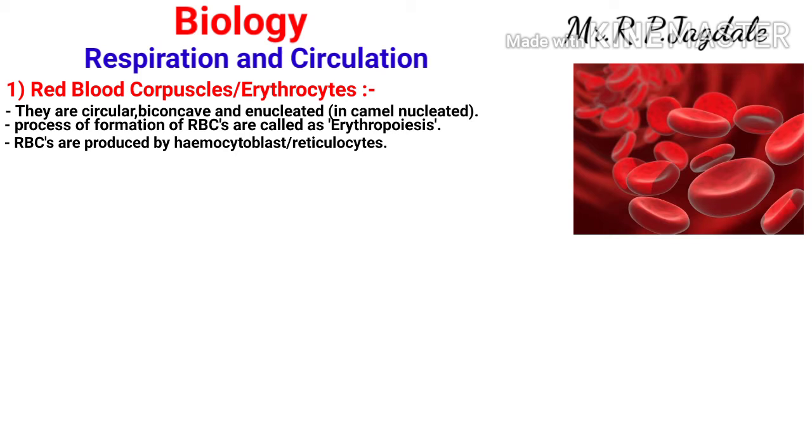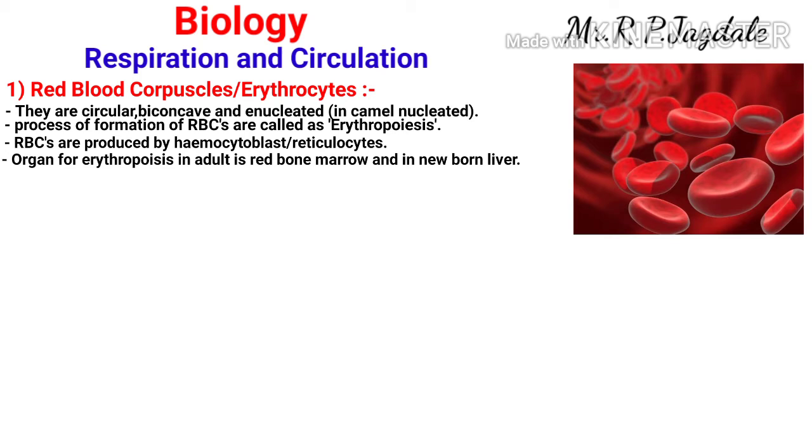And for that production there are organs in the human body. These are called the organs for erythropoiesis, or erythropoietic organs. These are different in the newborn and in the adults. In the newborn, the organ of erythropoiesis is the liver or spleen. But in the case of adults, the organ of RBC production, or erythropoiesis, is the red bone marrow. We all know that red bone marrow is the organ for the production of blood cells.